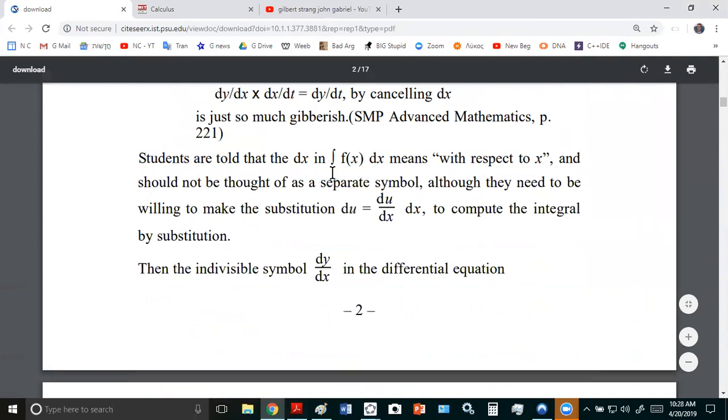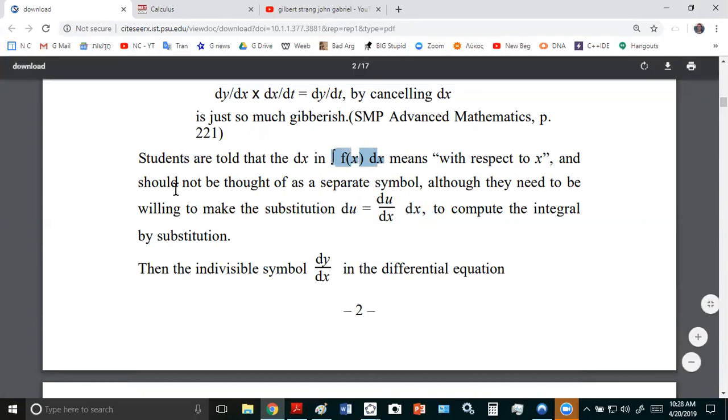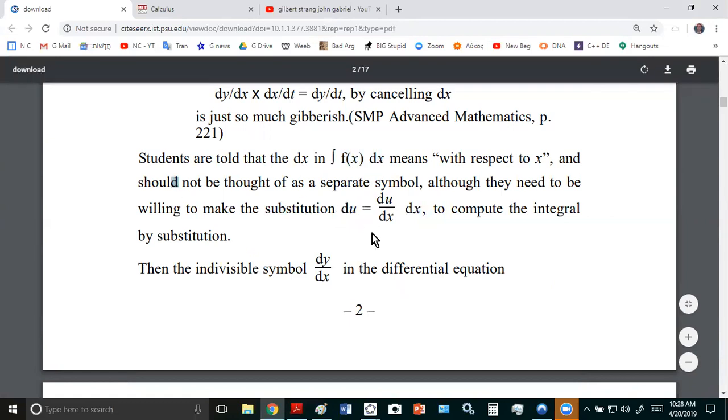In any case, this David Toll continues here to talk about how students are told that the dx in the integral of f(x) with respect to dx means certain things, and they have to think of these as separate symbols. But really, yes, you can make the substitution, and the reason you can make these kinds of substitutions is that this here is exactly, pay attention, exactly the product of two arithmetic means, okay? So that's why you can do these substitutions, and it's perfectly legal, right?